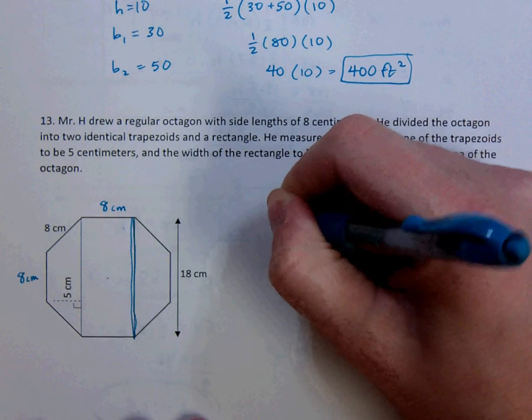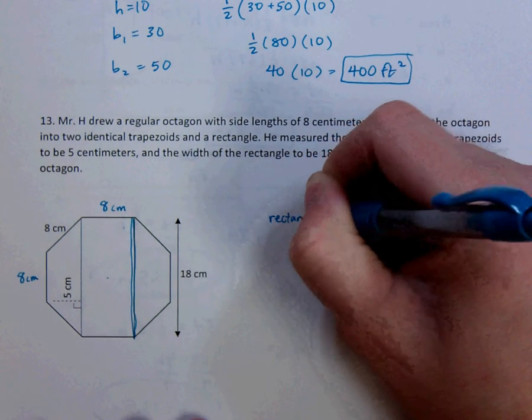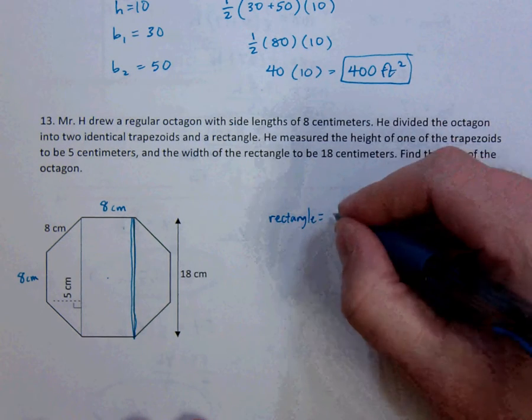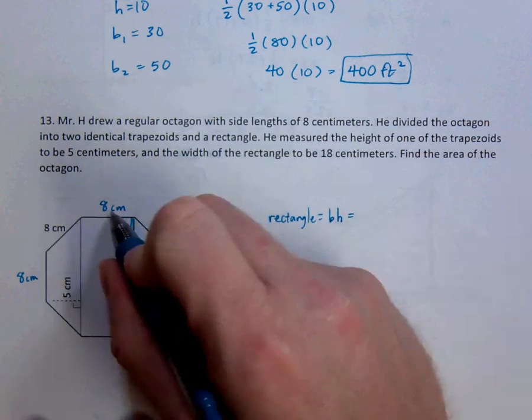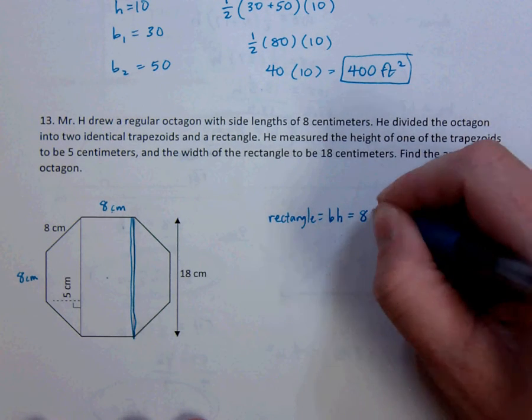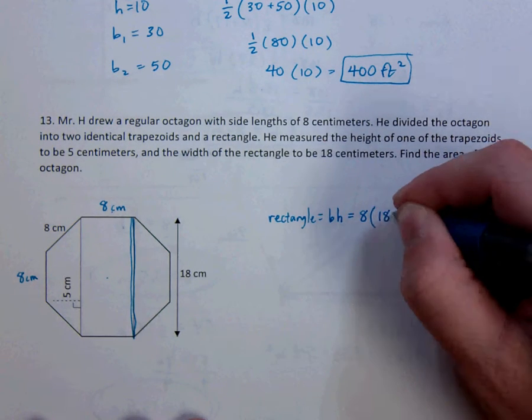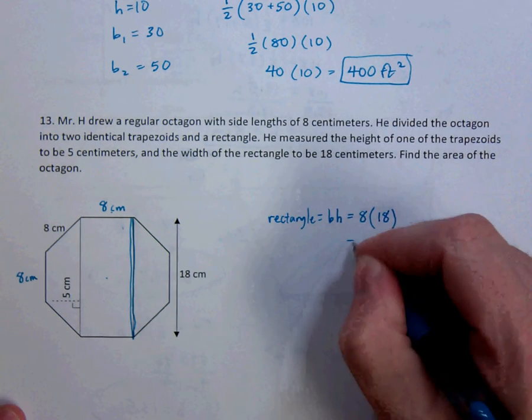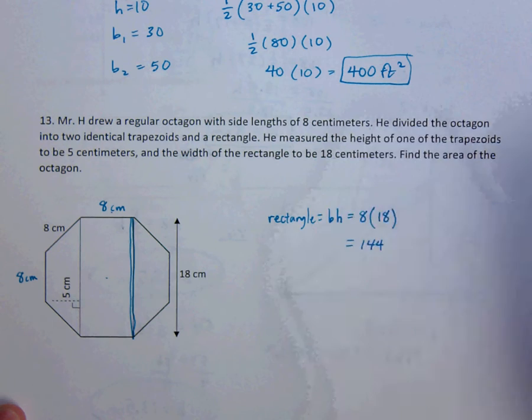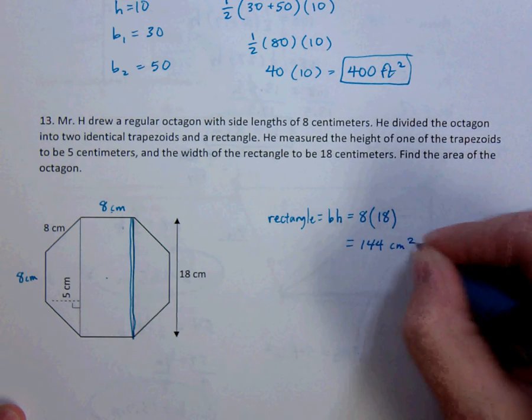So the rectangle is equal to base times height, which is equal to 8 times 18, which is 144, and it's 144 centimeters squared.